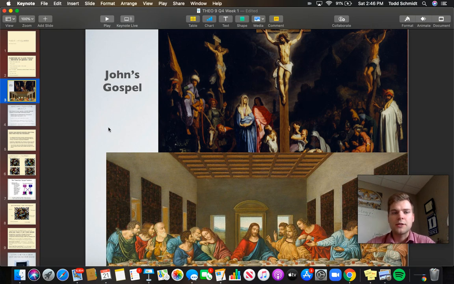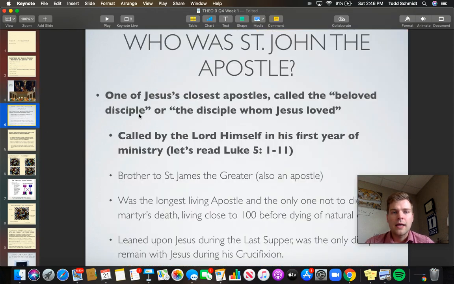So John's Gospel is written by the Apostle John, obviously. And as you can see here, he's the one that's depicted right next to the Blessed Virgin Mary at the crucifixion here. He's depicted to Christ's right in Leonardo da Vinci's famous painting of the Last Supper. And he was one of Jesus's closest apostles, okay?